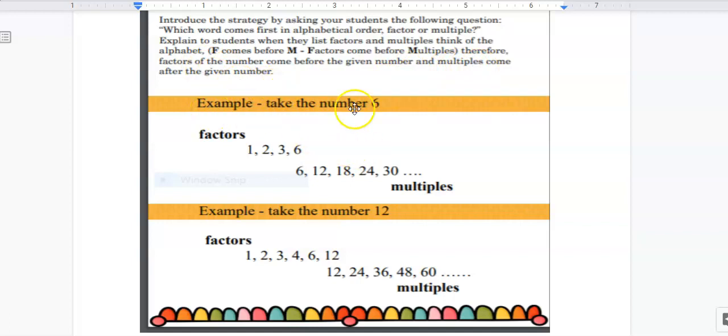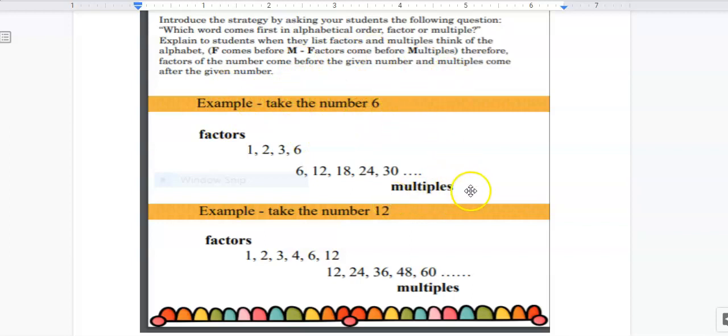So if we were going to take the number 6, the factors of 6 are 1, 2, 3, and 6, right? 1 multiplied by 6 is 6. 2 multiplied by 3 is also 6. So those are the factors. Those are the numbers that can go into 6 evenly.